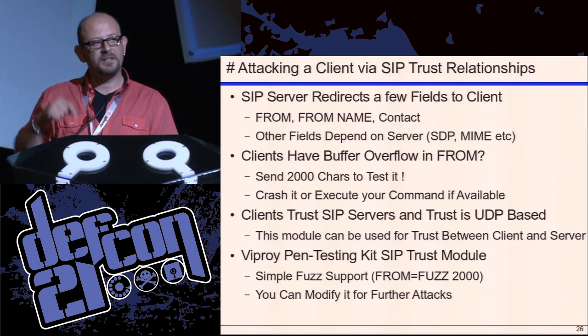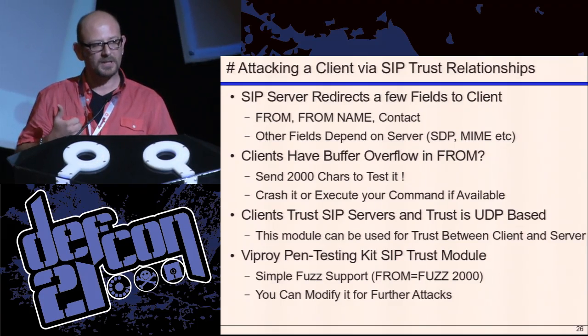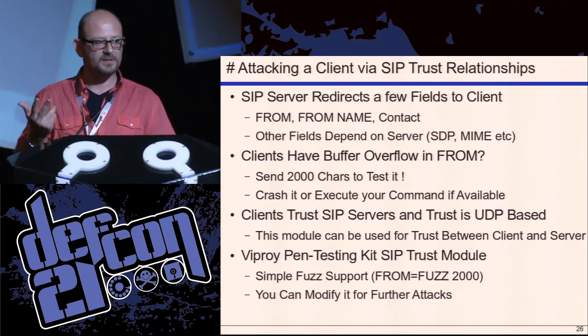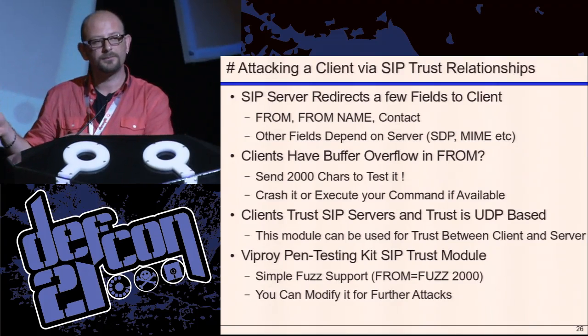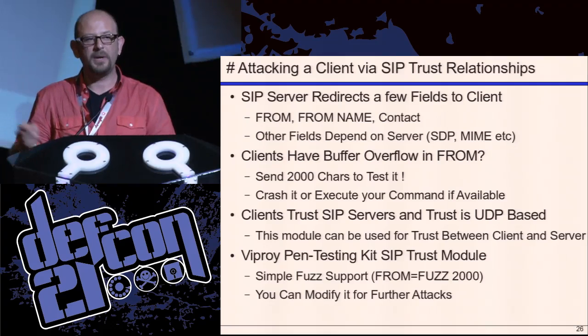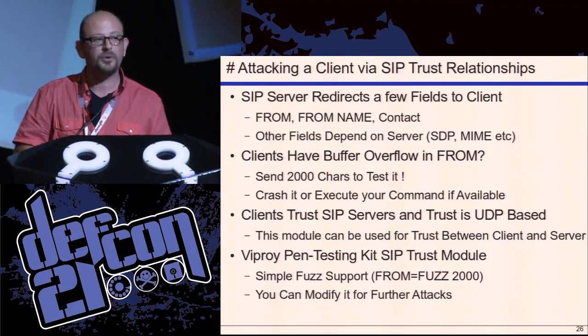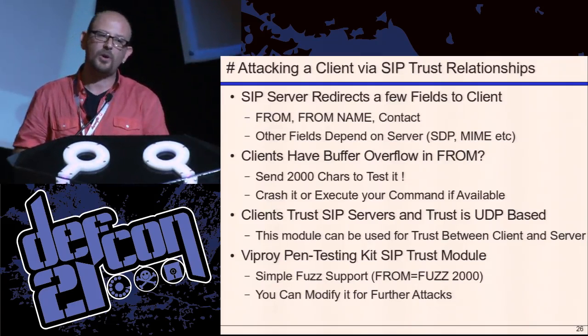When we send this invite request or message request, we have a few features. From name and contact fields will be the same. We can send this request to a remote server, and the remote server redirects these fields to the client. So we can fuzz it or crash it with many A's in the from field, from name field, or contact field. Also we have message support, so we can exploit this vulnerability over message too.